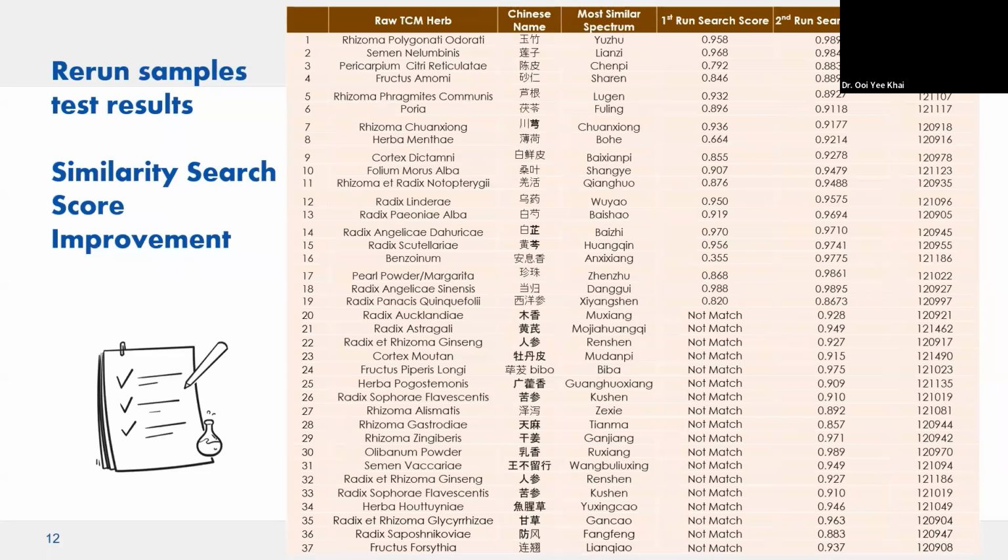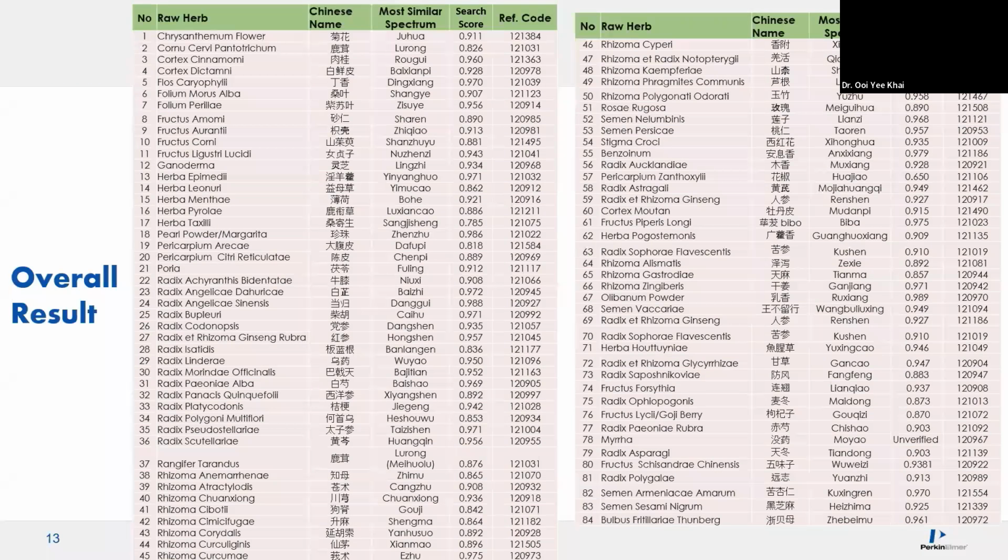Hereby shows the rerun sample search score results. Obviously, with a correct sample preparation, the sample that didn't match well can now be identified correctly and the search score has been much improved. This is the overall trial result from Wingley, containing 84 tested samples. The search score in average is more than 0.8, and only one sample is unverified due to shortage of the raw herbs.